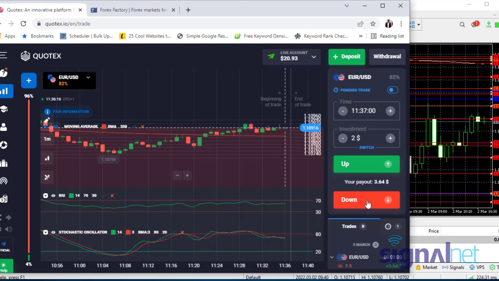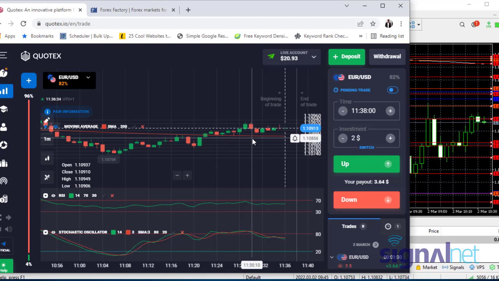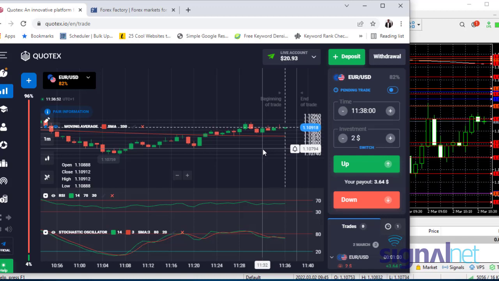So that's the reason why I didn't take it. If not, at this level, when it came back up and breached it again, hit this level, that would have actually been another opportunity to sell. But the way this system works is this: if you enter into the trade within the first 30 seconds of the trade, then the trade ends in the same 1 minute. But if you enter in after the first 30 seconds, then the trade will end in the following 1 minute.